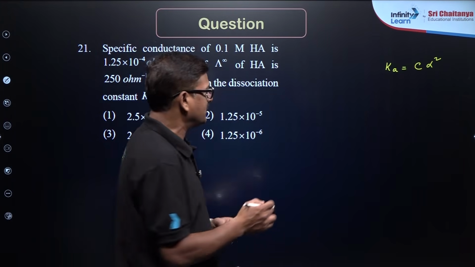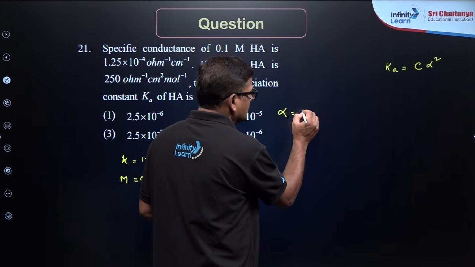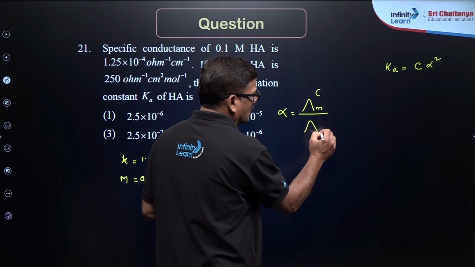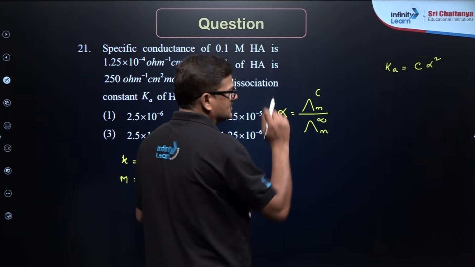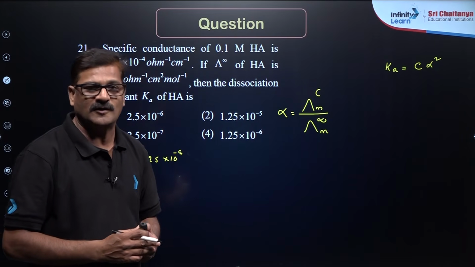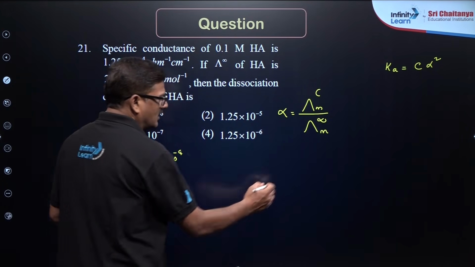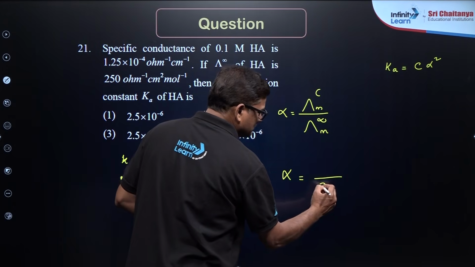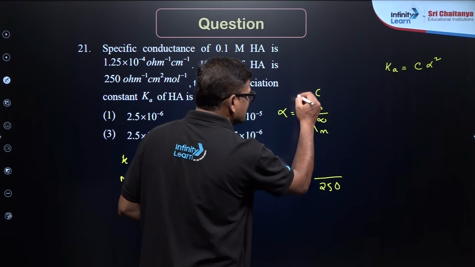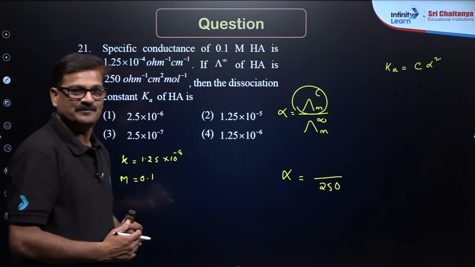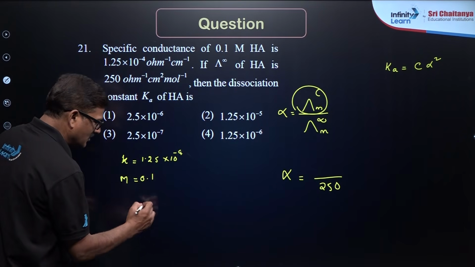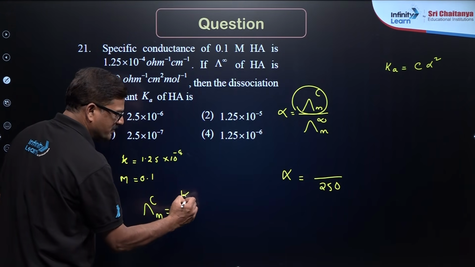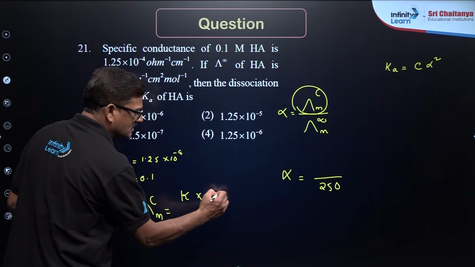How do I get the alpha value? Alpha value is molar conductance at a given concentration upon molar conductance at infinite dilution or limiting molar conductance. And the alpha value can be calculated. This value is given as 250. Something is missing, we have to calculate this one. From this given data, molar conductance at a given concentration is equal to specific conductance into 1000 by molarity.